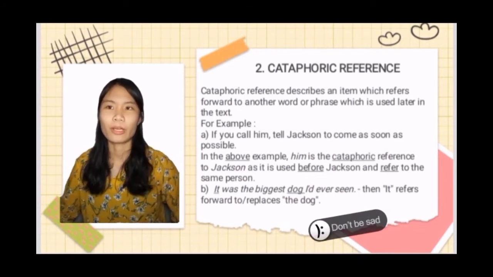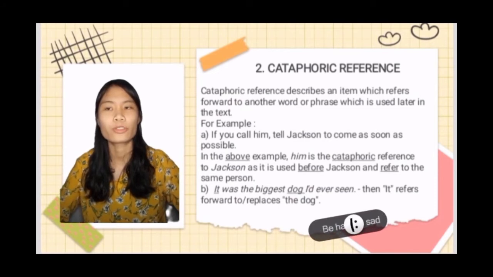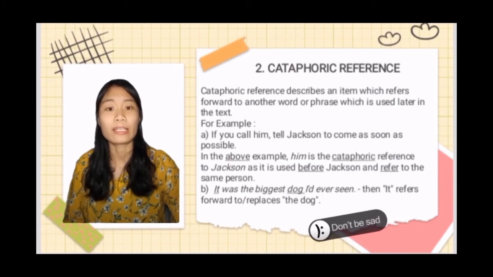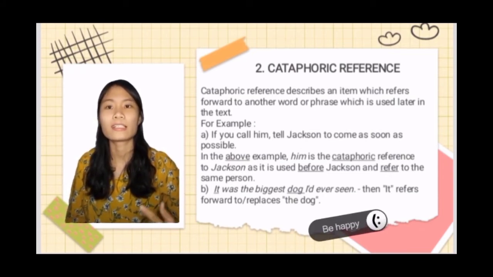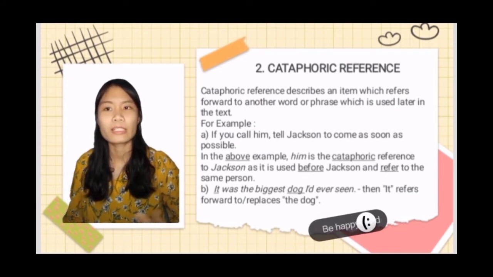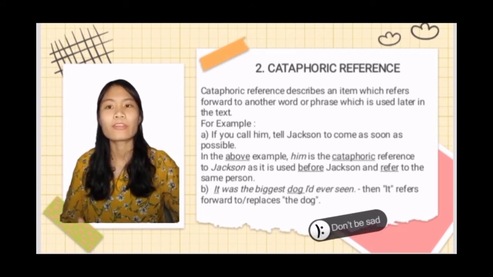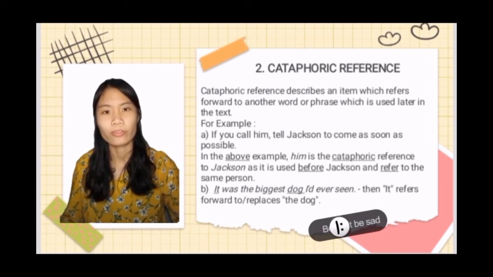Number 2 is Cataphoric. Cataphoric reference describes an item which refers forward to another word or phrase which is used later in the text. For example, number 1, if you call him, tell Jackson to come as soon as possible. In the above example, him is the cataphoric reference to Jackson as it is used before Jackson and refers to the same person. Number 2, it was the biggest dog I'd ever seen. Then it refers forward to or replaces the dog.